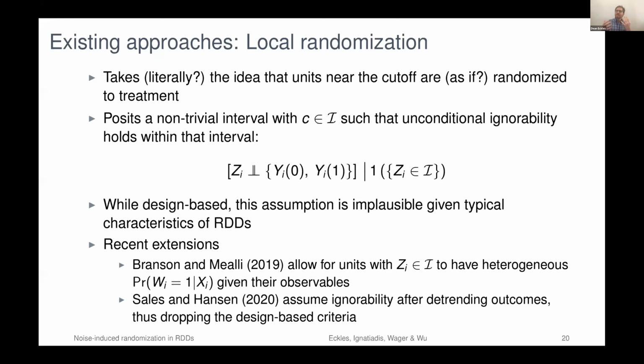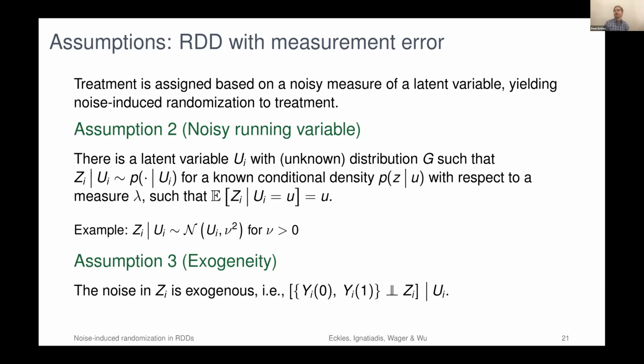Okay. So we see this as a tension between a lot of the intuitions about how regression discontinuity designs make sense and actually the statistical theory. So what are we going to do instead? In particular, we're going to impose these two assumptions.